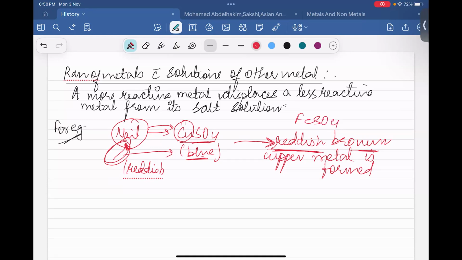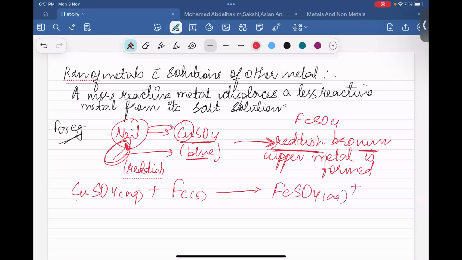If I write the chemical reaction of this, you have an aqueous copper sulfate solution, meaning water is in it, and you are putting in iron nails, which are solid. Obviously this is solid and reddish in color. After the reaction, this copper is displaced by iron, and we get ferrous sulfate solution, and copper comes out of the solution.